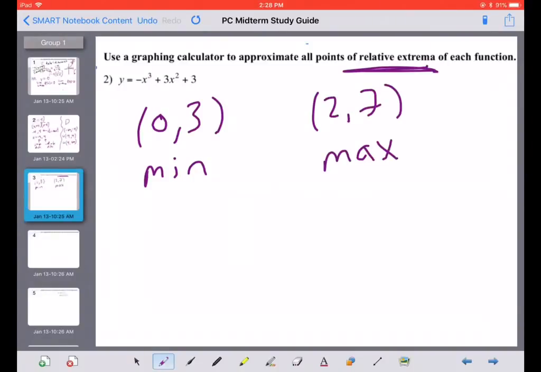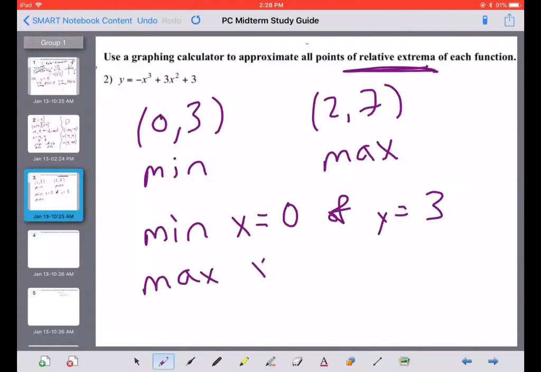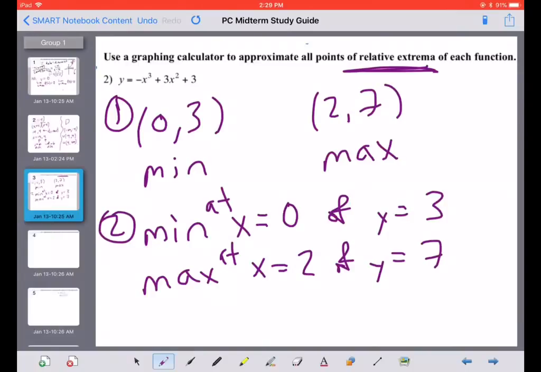Alright, so that's how we would write it in class, but we might also see it as min at x equals 0 of y equals 3, and a max at x equals 2 of y equals 7. Those are our two different ways of seeing the answer to this problem. Please be familiar with both. And we just graphed it real quick. We should be able to graph that in our calculator as well.